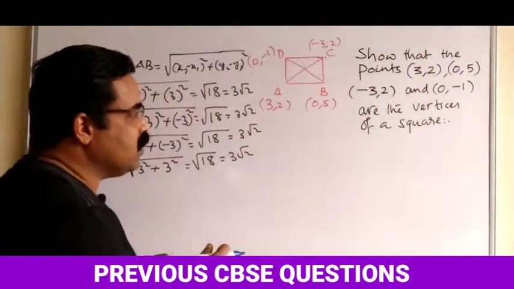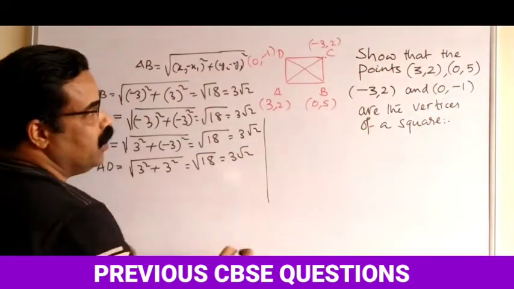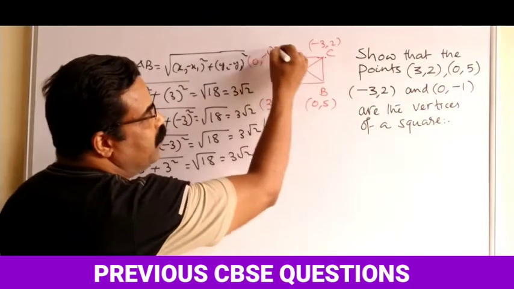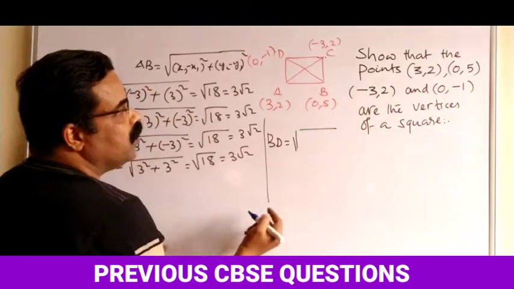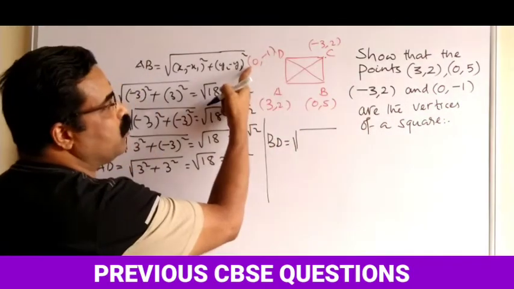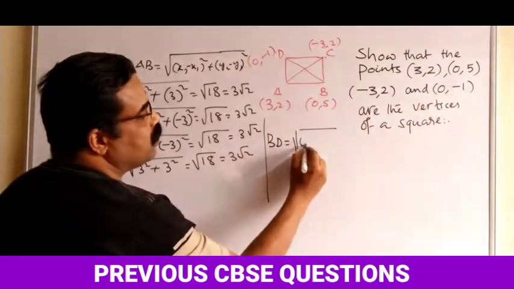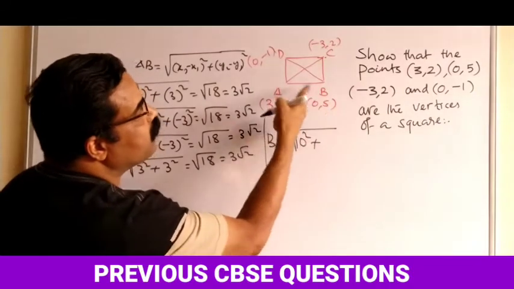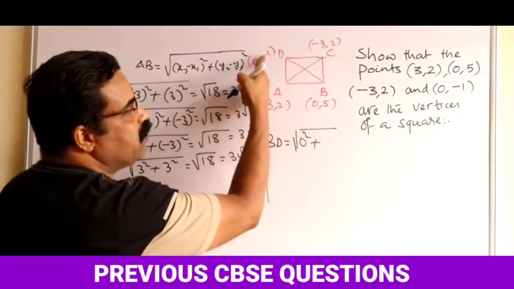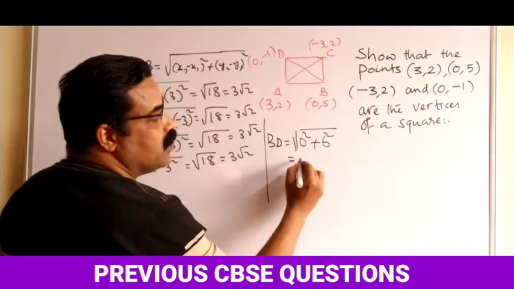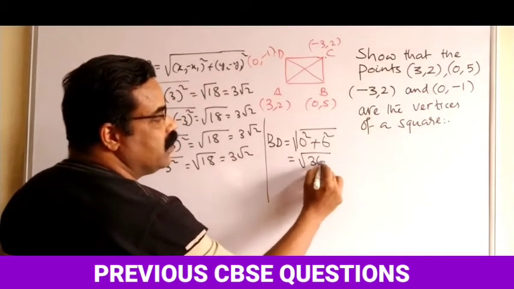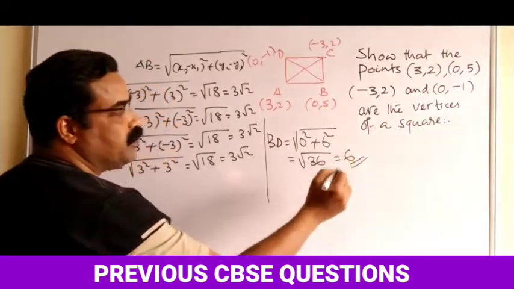So let us see what is the diagonal. Here the first diagonal, that is BD. BD is equal to under root (x2 minus x1), that is 0 minus 0, 0 square, plus 5 minus minus 1, 5 plus 1, 6 square. So you got this as root of 6 square, root 36, which is equal to 6.